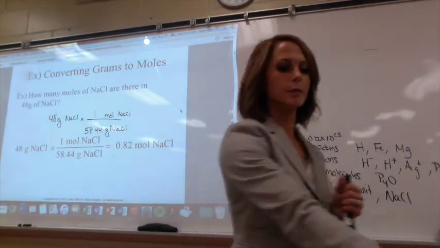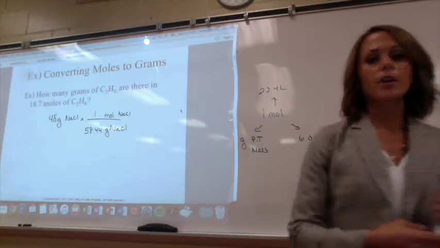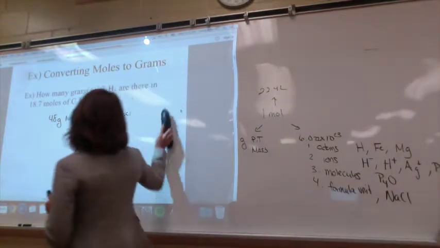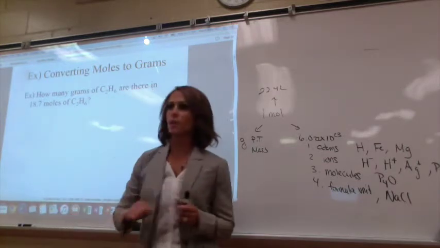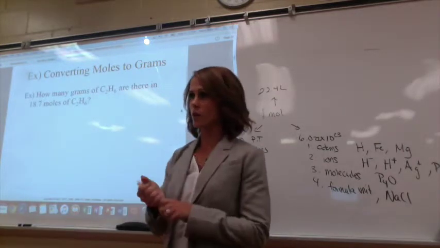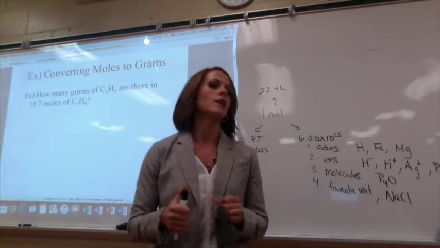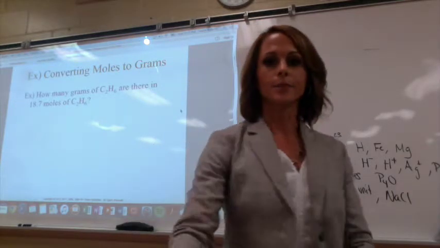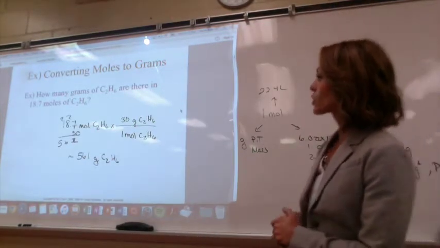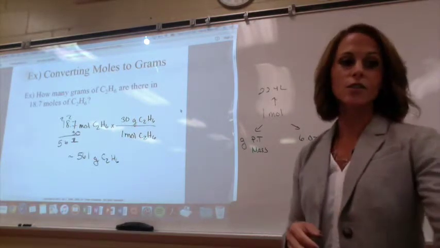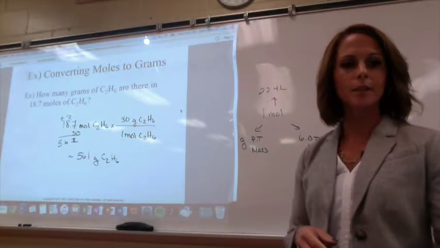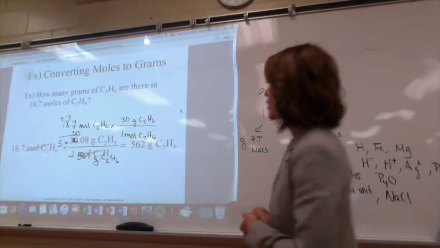All right, next one. How many grams of C2H6 are there in 18.7 moles of C2H6? So set this up, but this time make sure that you write your units so that you don't put your grams in the wrong spot. Try to calculate it without a calculator. So you should get, using mental math, roughly 561. The correct answer is 562, I think. Here it comes, 562 grams.